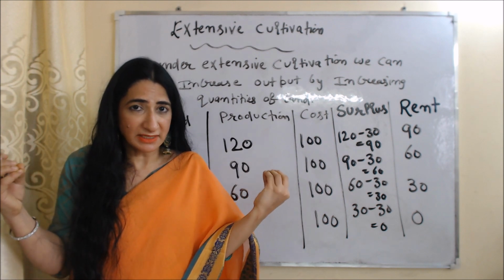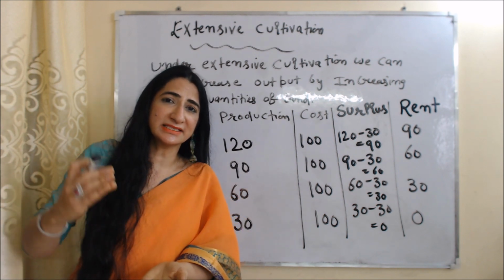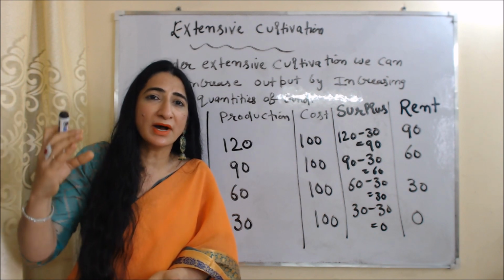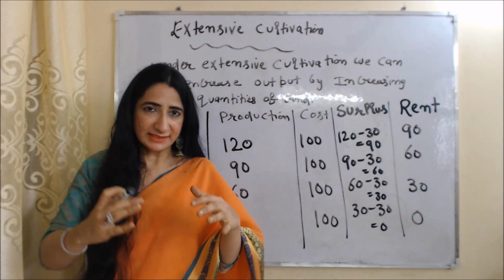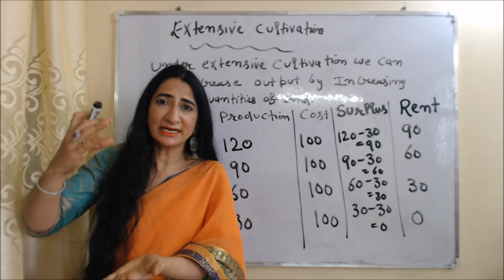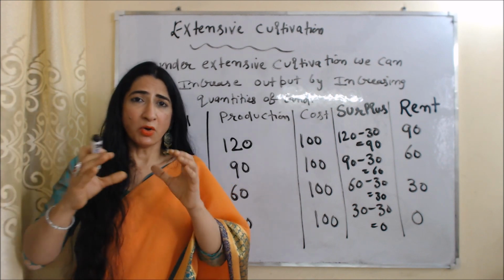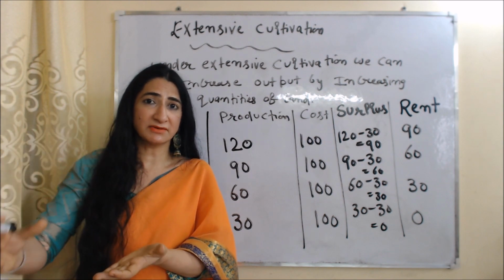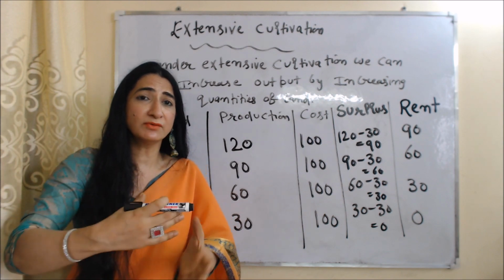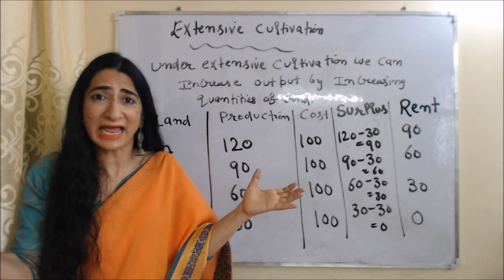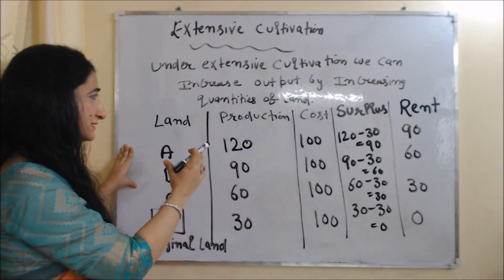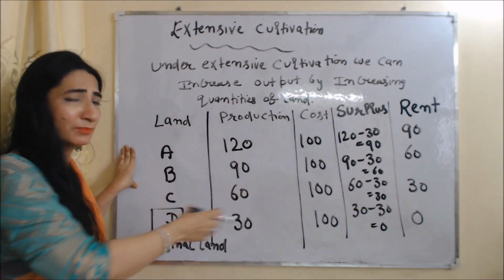Under extensive cultivation, we can increase output by increasing quantities of land. Or we can say that under extensive cultivation, if we want to increase production, then we have to use more plots of land. We will clearly understand extensive cultivation with the help of this table.